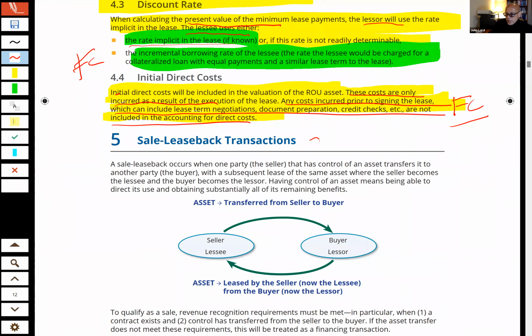Now, sale leaseback, we're going to come back to this. I'm hoping we can come back tonight. I don't want to do this now because we kind of start getting off. And the reason I want to come back to this is I feel like we've set you all up to see what to include as payments in the calculation of the right of use asset and the liability, and then we stop and talk to you about something else, which is sale leaseback.